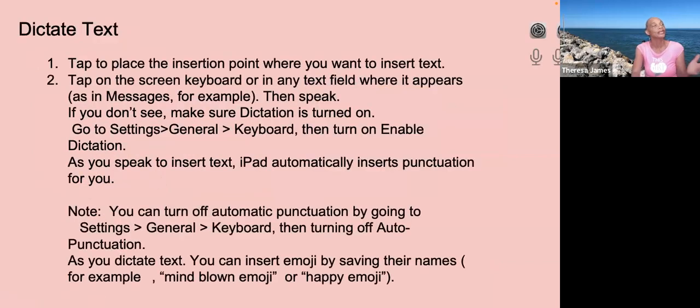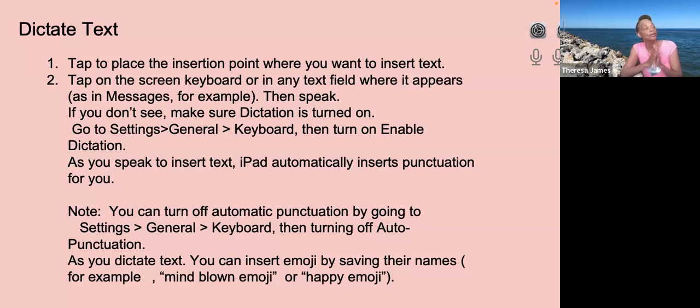All right, so how do you get started? The first thing is that you tap to place the insertion point where you want to insert the text. Tap on the screen keyboard or in any text field where it appears, such as in Messages as shown earlier, then speak. If you don't see it, make sure that dictation is turned on.